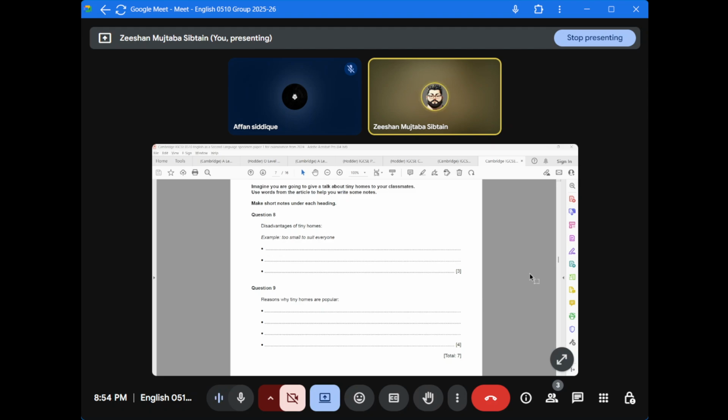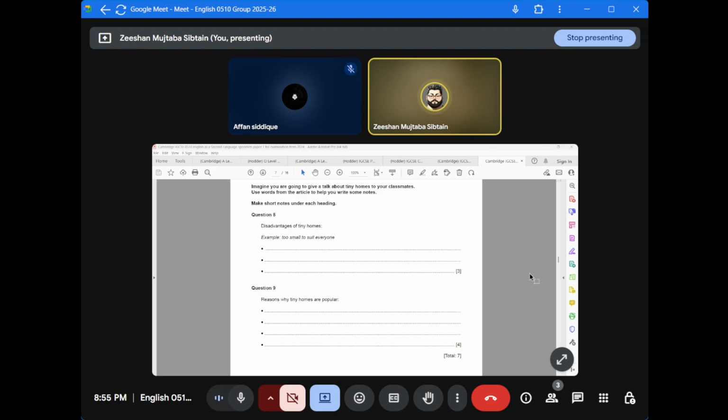So the first one is disadvantages of tiny homes, and the example given is that they're too small to suit everyone. Now, obviously, since that's already given as an example, if you repeat that as one of the points for this heading, you're not going to get any marks. So you need to find 3 bullet points, 3 lines for disadvantages of tiny homes, 1 mark for each. And so you need to find 3 other points about disadvantages.